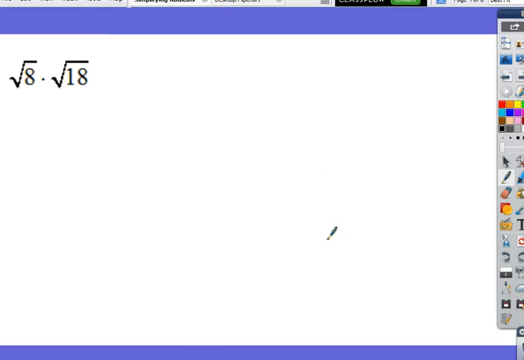Go ahead and simplify this one. So I would multiply 8 times 18. If you can't do that without a calculator, you could always set it up like this, old school. 8 times 8 is 64, carry the 6. 8 times 1 is 8, plus 6 is 14. And you should recognize that 144 is a perfect square. So what's the answer? 12.